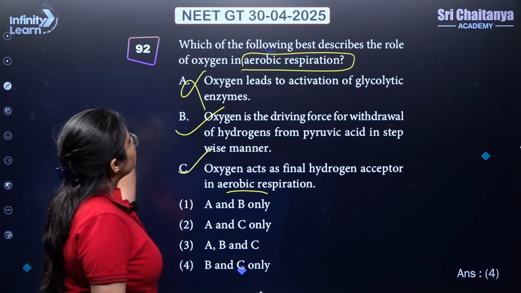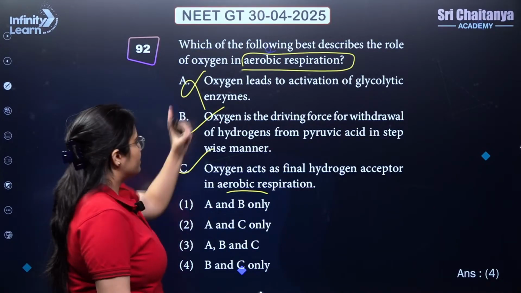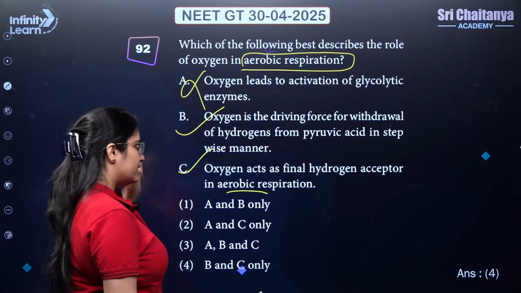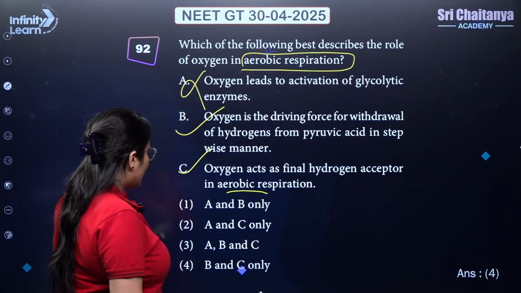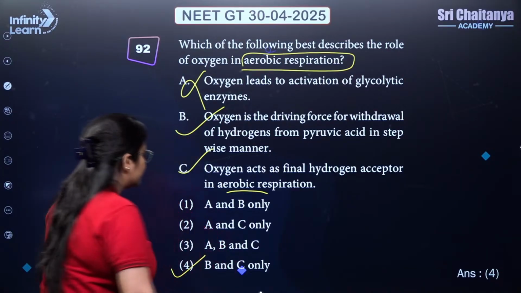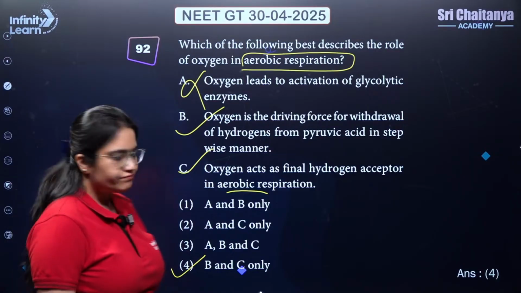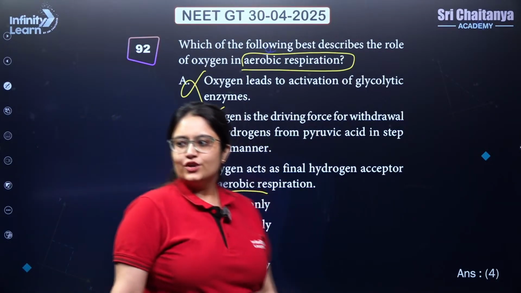So you were supposed to find out what best describes, meaning the statements which are correct with respect to aerobic respiration. So B is correct and C is correct. So answer is B and C only. So your correct answer is, my dear students, 4. B and C only. Simple? Good. Next.